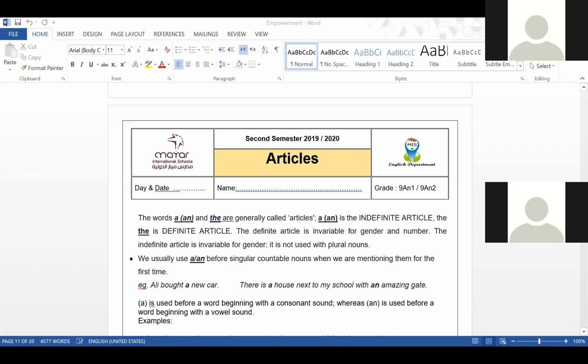Okay, but we said again, there are two types of articles, the indefinite and the definite articles. We can divide them: a and an as one group, the as another group, and the third group, which is the no article group. Okay, let me just share the screen for you so that you can see. Can you see my screen now?